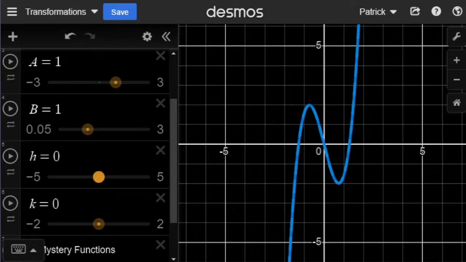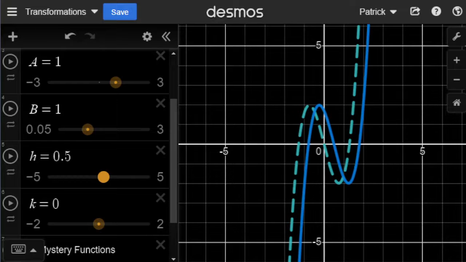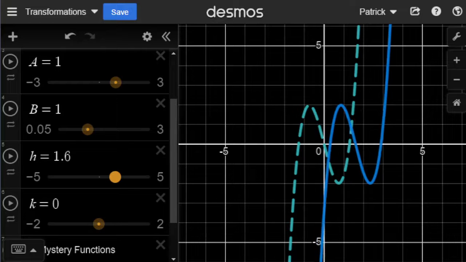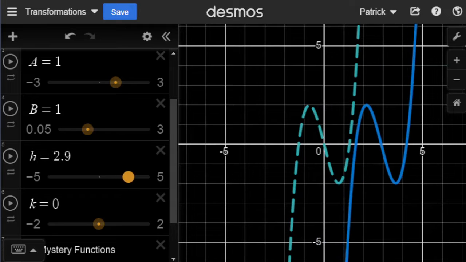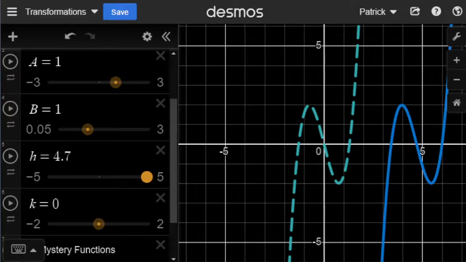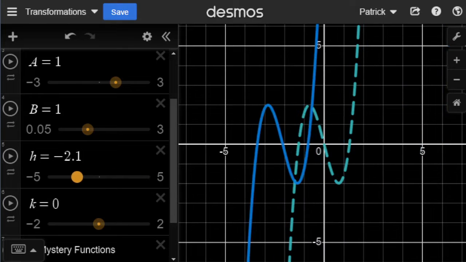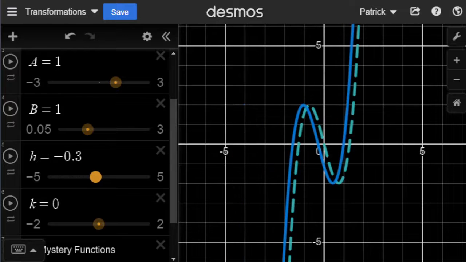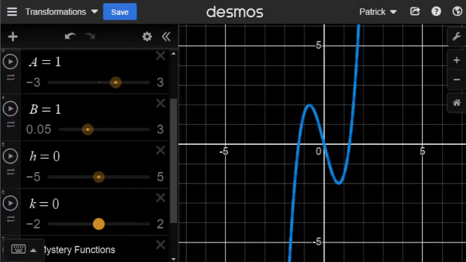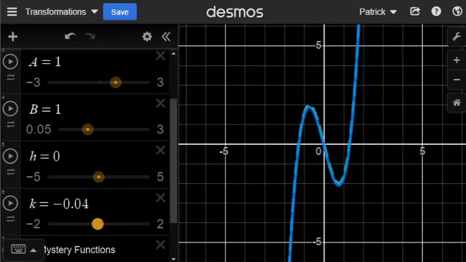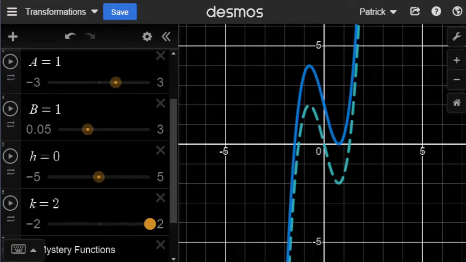h is the horizontal translation. Remember that there's a subtraction sign in the definition of the equation that I'm graphing. And because of that subtraction sign, if I make h a positive number, it slides to the right. If I slide my slider to the left, the function slides to the left. And k will let me slide down and up.